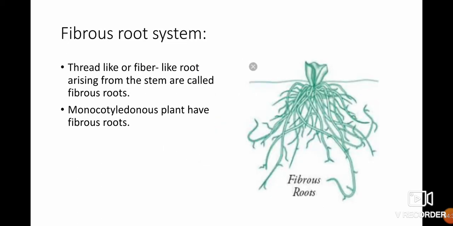Next we will see the fibrous root system. The fibrous root is a thread-like or fiber-like root arising from the stem. See the stem, from the stem directly you are observing fiber-like roots arising. Examples are monocotyledon plants.